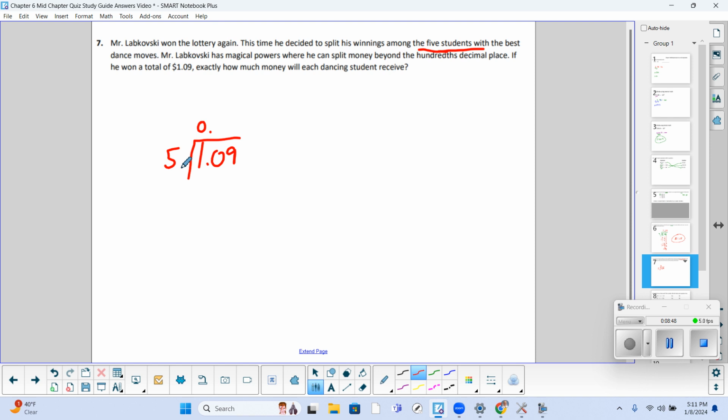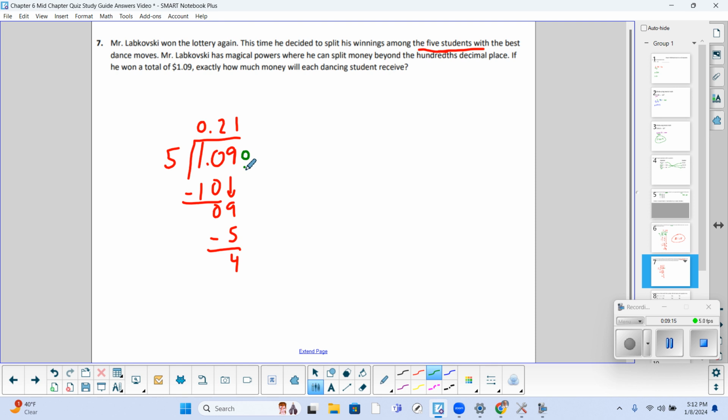Now, how many times does 5 go into 10? That's 2 times. 2 times 5 is 10. Remainder is 0. So I bring down my 9. How many times does 5 go into 9? Well, it goes in 1 time. 1 times 5 is 5. My remainder is 4.